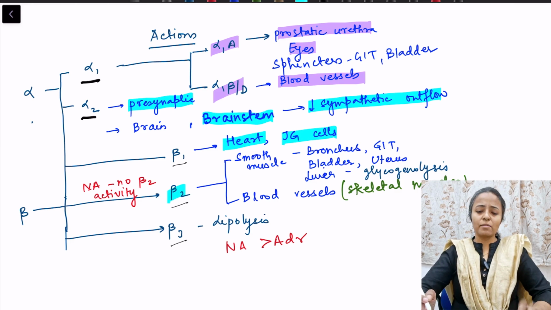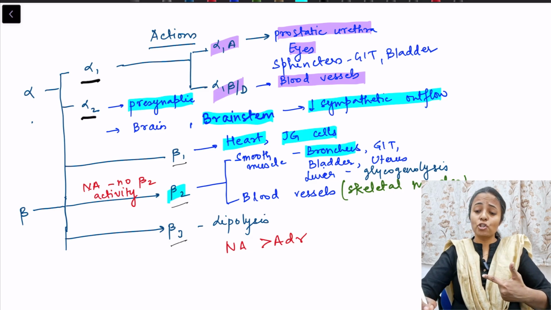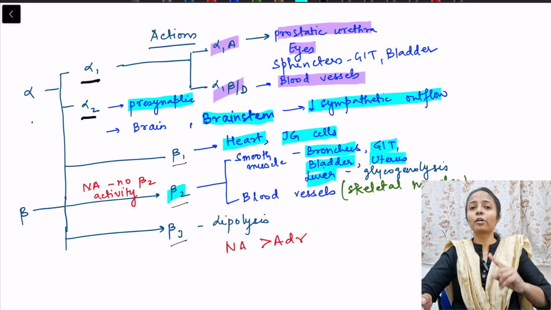Beta 2 receptors are mostly present on the smooth muscles throughout the body. In the bronchus, they cause bronchodilation. In GIT, they decrease GI motility, so there also they inhibit the contraction, right? In the bladder, they inhibit the contraction of the detrusor muscle. In the uterus, again they inhibit the contraction, right? And in the liver also they are present, so they are responsible for regulation of metabolism. They cause glycogenolysis, increasing the glucose concentration in the blood.